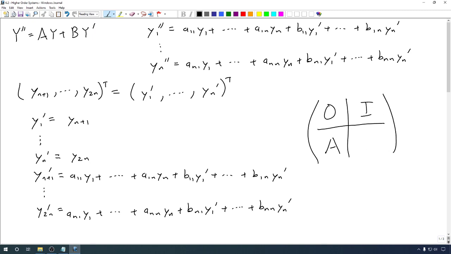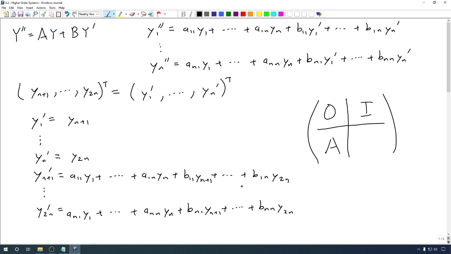We're going to have the original A that we had from here in this spot. Actually, I didn't modify that, did I? I said this is a first order system, but keep in mind this y1 prime is actually y n plus 1, and same thing for all these. These are n plus 1 through 2n.